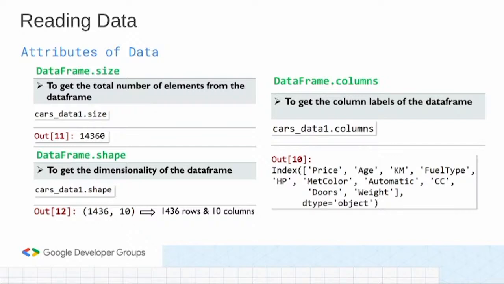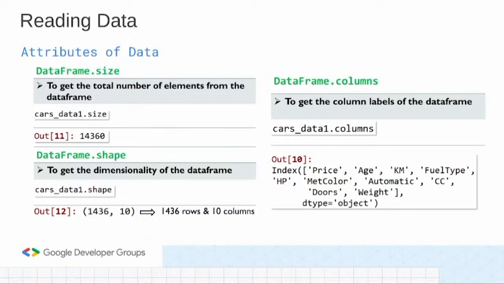So cars_data1 dot columns will give you all the column names of your data frame. Basically the output is just an object which is a list of all the column names from the data frame cars_data1. By getting the attributes of data like row labels and column labels, you will be able to know from which range your row labels are starting, and what are the column names that you have in your data frame.